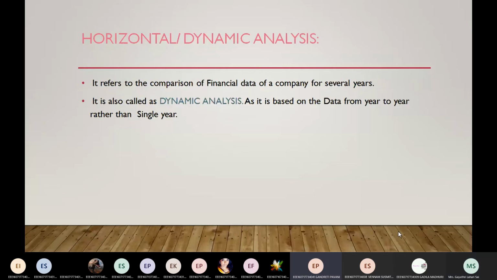Horizontal or dynamic analysis. It refers to the comparison of financial data of a company for several years. It's also called dynamic analysis as it is based on the data from year to year rather than a single year.